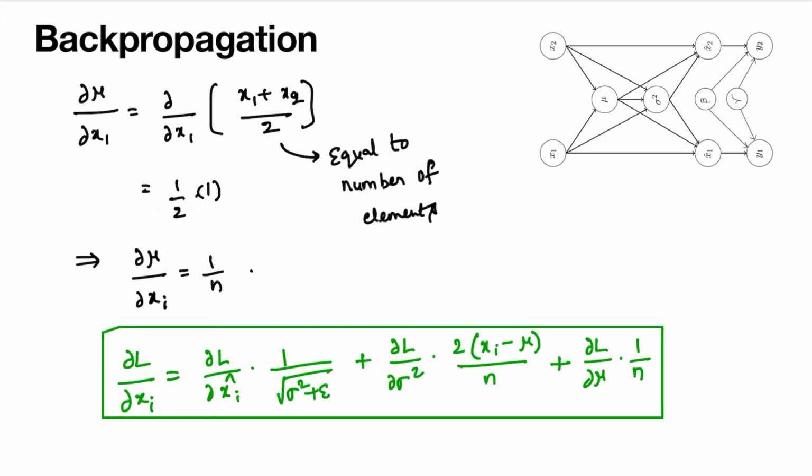Fine. If I want to calculate for mu, what is the expression for calculating the mean? For the mean calculation, it is x1 plus x2 by 2. Only 2 elements, that's why 2. Otherwise this will be n.